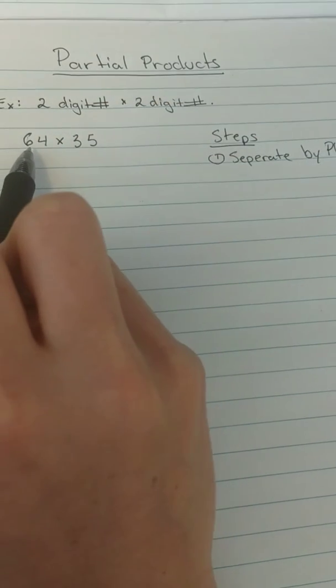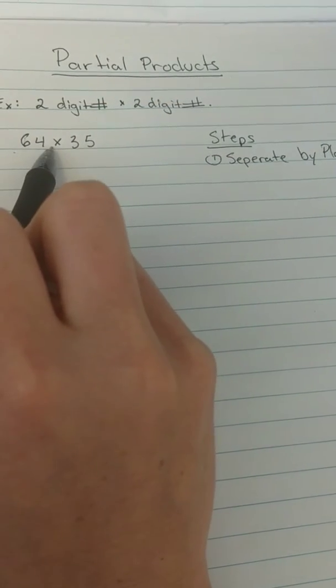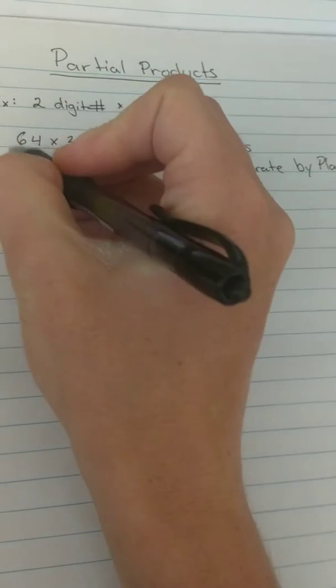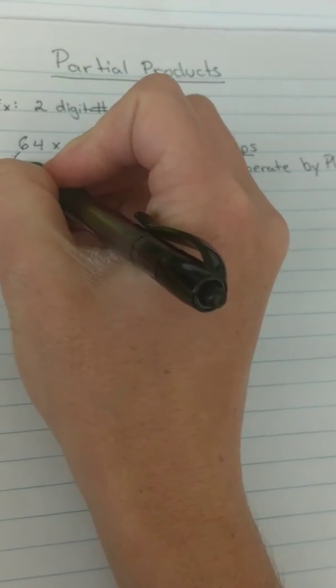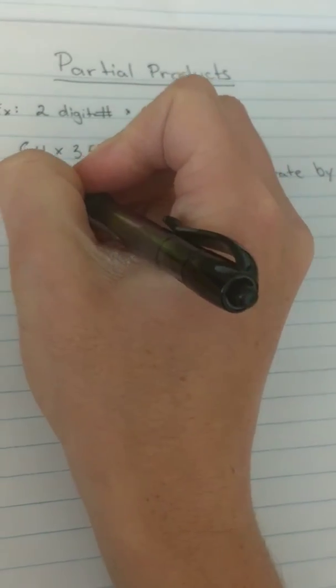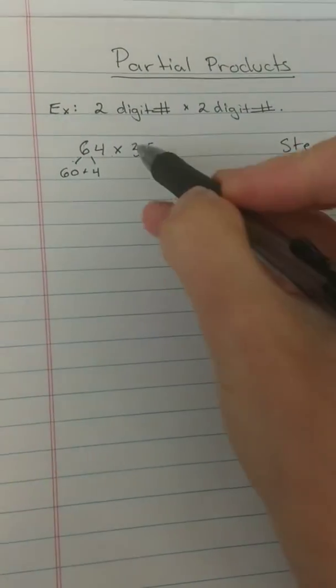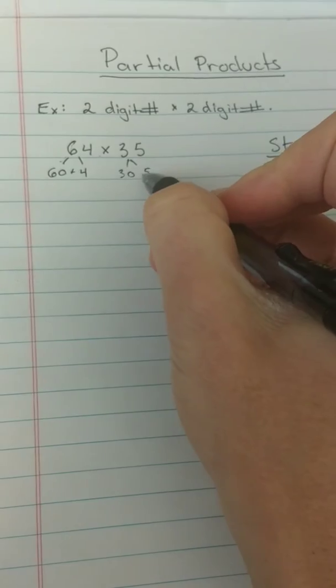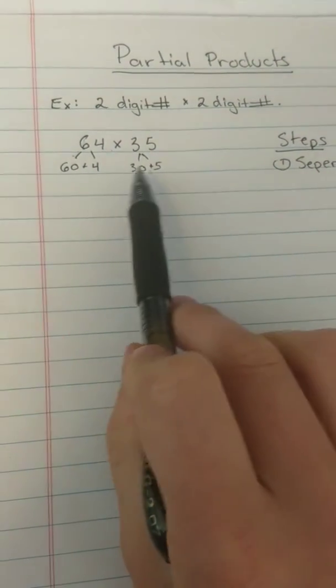So I'm going to go back over here, and if I read this number out loud, it's 64. So I'm going to separate this into a 60 and a 4. Same thing here, I'm going to have 35. My two numbers are now separated by place value.